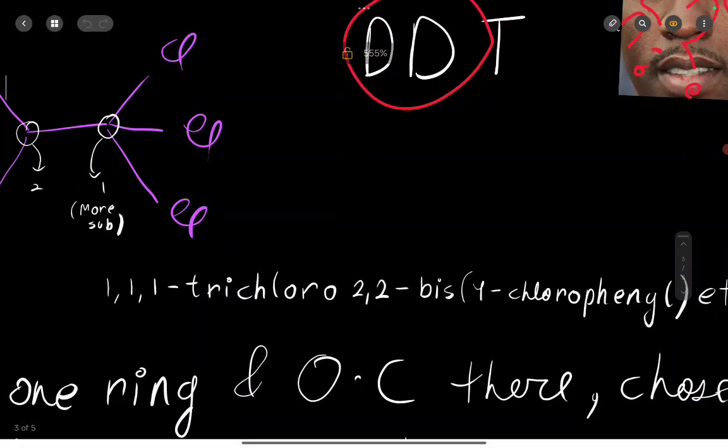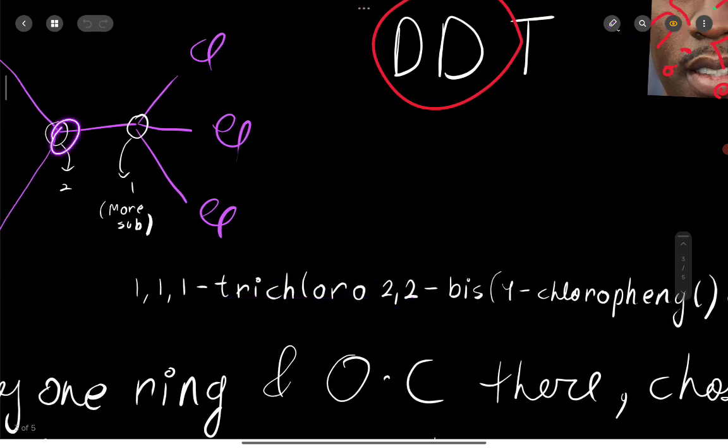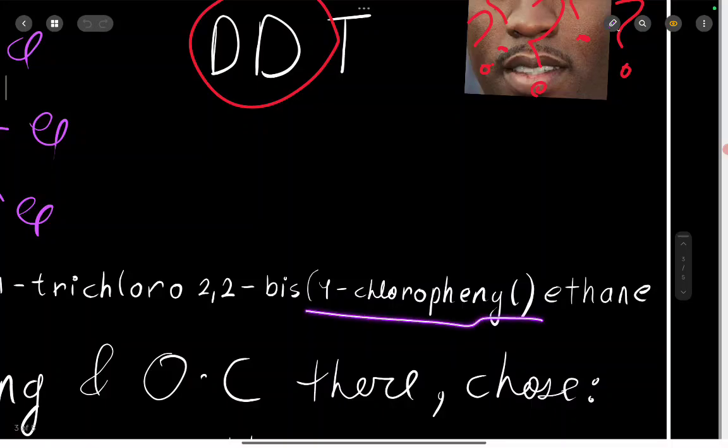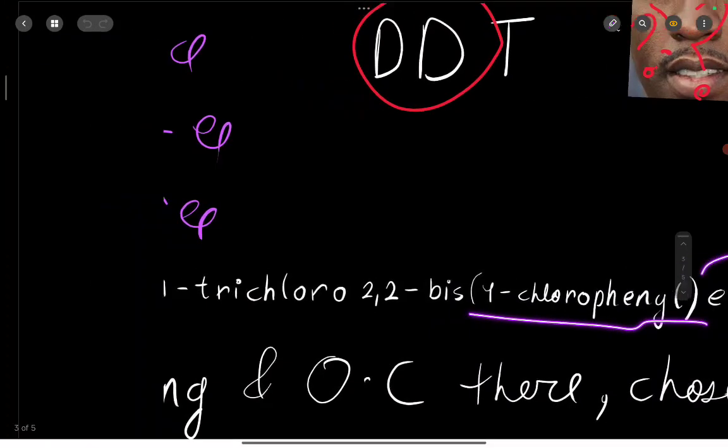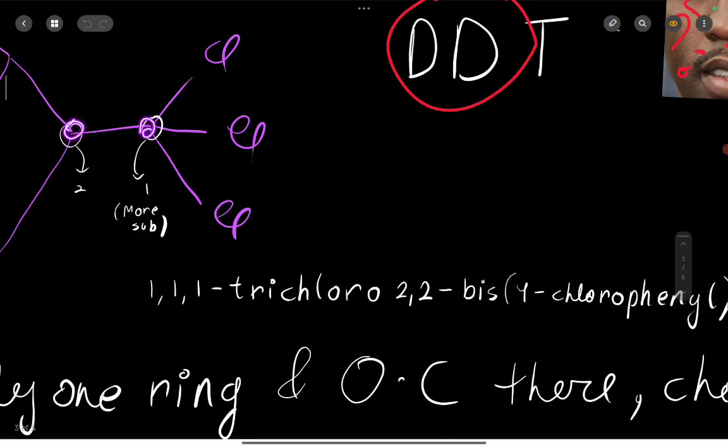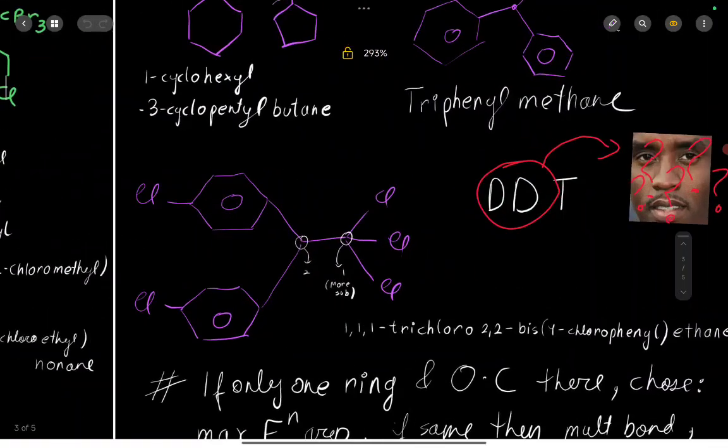So 1,1,1-trichloro-2,2 because at second position it's there. Bis because 2 of them are there. 4-chlorophenyl and ethane because the parent chain has 2 carbon atoms. I hope this is easy for you to understand.